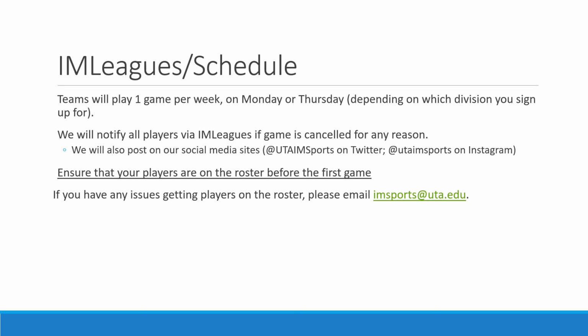Teams will play 1 game per week on Monday or Thursday, depending on which division you signed up for. We will notify all players via IM Leagues if the game is canceled for any reason. We will also post on our social media sites. Please make sure that all of your players are on the roster before the first game. If you have any issues with this on IM Leagues, please email imsports@uta.edu.